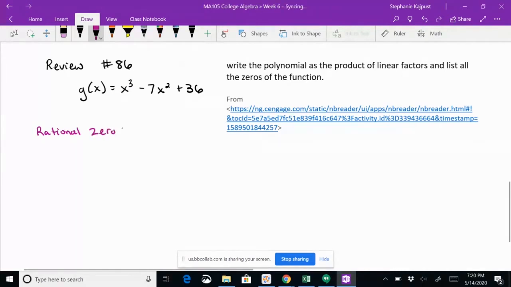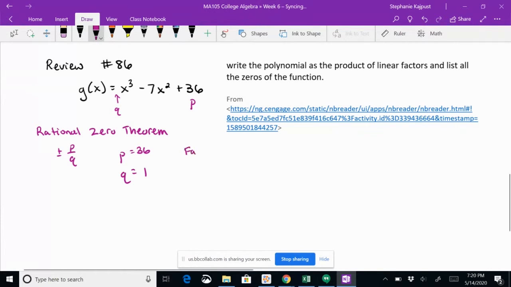So we have the rational zero theorem, where you have plus or minus p over q, and these are factors of p and q. So p is the constant, and q is the number that's in front of the highest term. So p in this case is 36, and q is going to be 1. So the factors of these numbers are numbers that divide evenly into them.